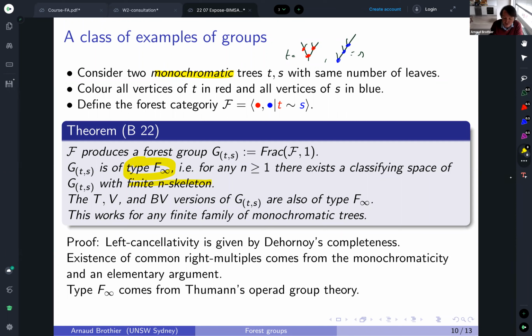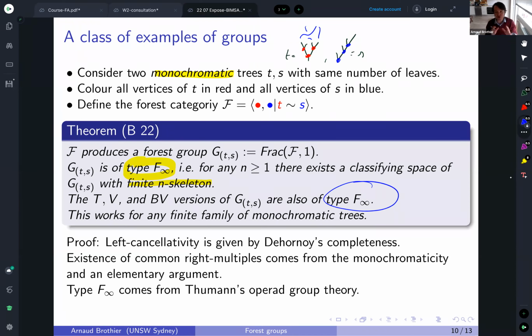Now, not only is it true for the T version, the F version like that, but I may also add some braid or some permutation on top. It's completely fine. And they're still of type F infinity. So even the braided version is going to be like that.